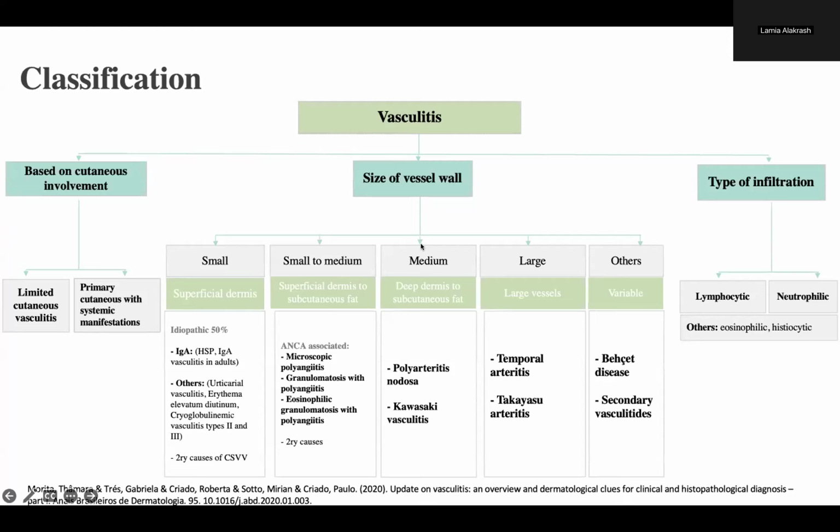Another way to classify vasculitis is based on cutaneous involvement, whether it's limited only to skin or with systemic manifestations, or histopathological classification based on the type of infiltration. We have two main categories: is it neutrophilic or lymphocytic? However, other infiltrates can be considered, like eosinophilic or histiocytic.